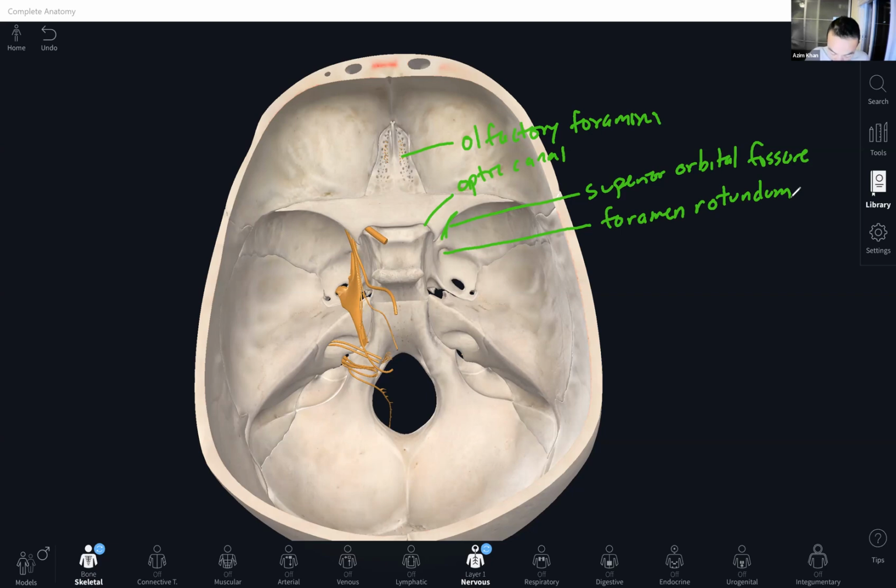If you go a little farther back, I'm going to use a different color now. There's a hole right here. That's foramen lacerum. It's not one of the holes I'm asking you to know because it doesn't have a cranial nerve go through it. And then there's a tiny little hole right here. That's foramen spinosum. Also not asking you to know that one. But this one here, this is foramen ovale.